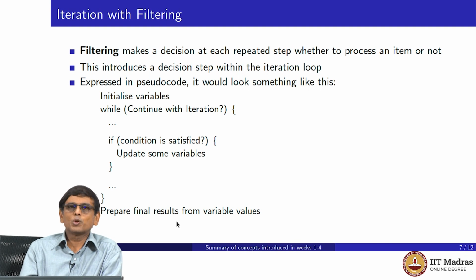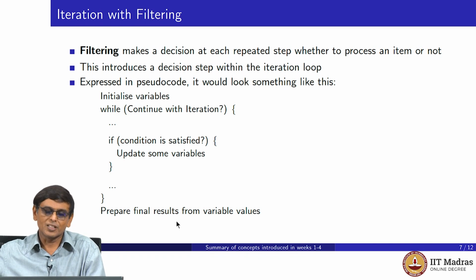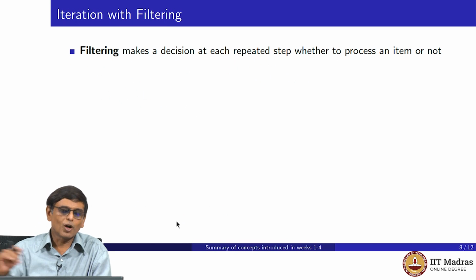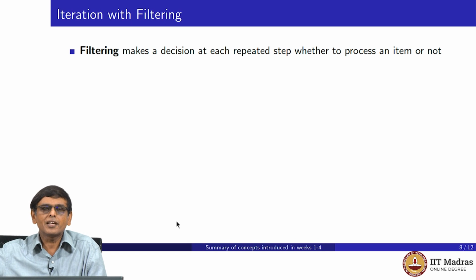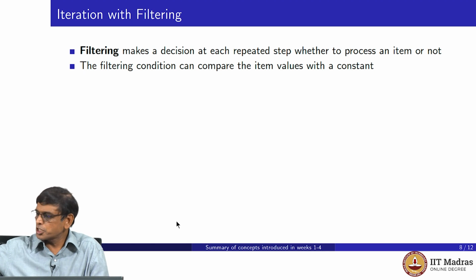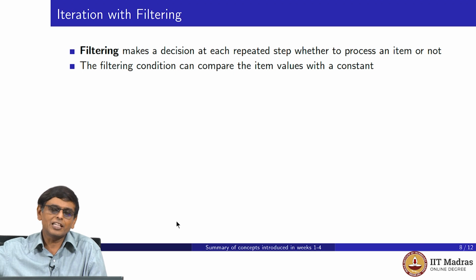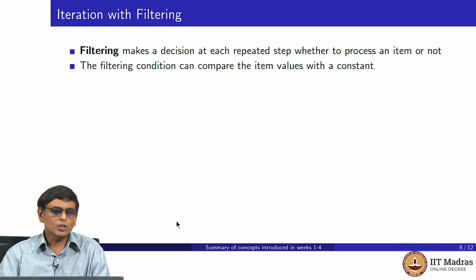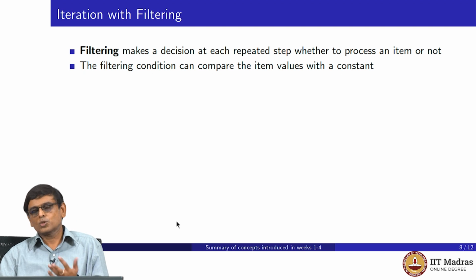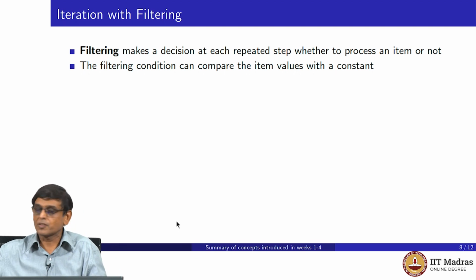For example, I can compute the average of the boys marks, I can find the average of the girls marks, and then I can find out whether the boys average is better than the girls average or the girls average is better than the boys average. So, essentially filtering is making a decision about the element at each step, and then based on that condition it is determining whether or not to do something. That condition basically will compare the data element with something. You could compare it with a constant or you could compare it with a variable.